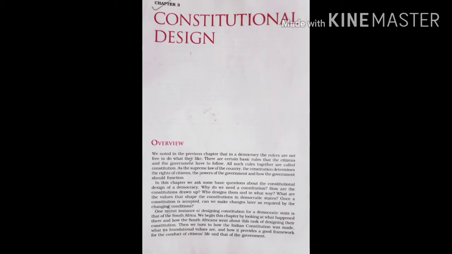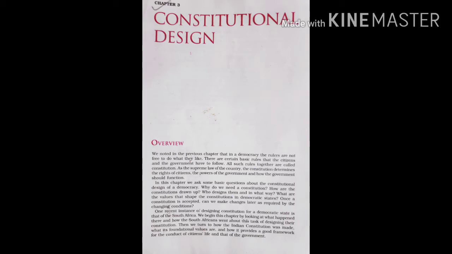In this chapter, we ask some basic questions about the constitutional design of a democracy. Why do we need a constitution? How are the constitutions of the different countries drawn up? Who designs them and in what way? What are the values that shape the constitutions in democratic states? And once a constitution is accepted, can we make changes later as required by the changing conditions? So, enough, we have the overview of the chapter, constitutional design.